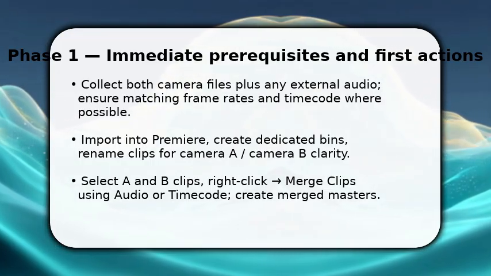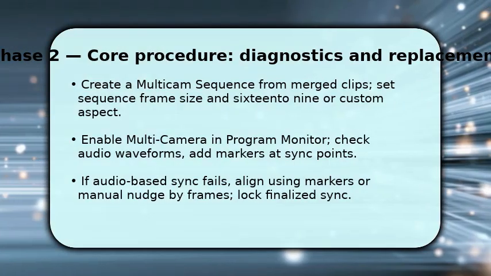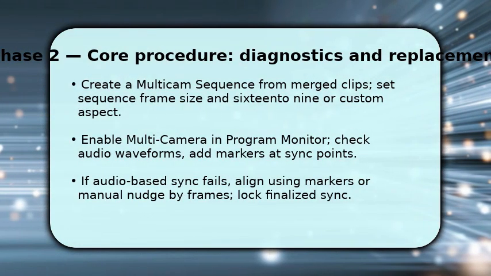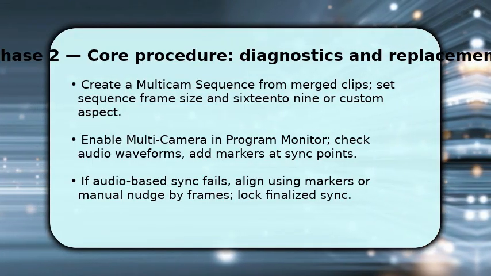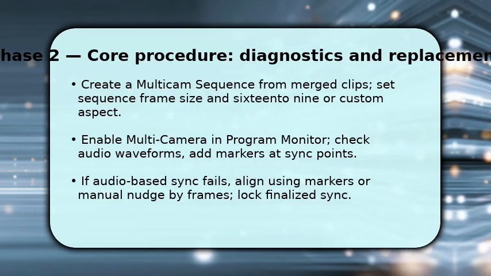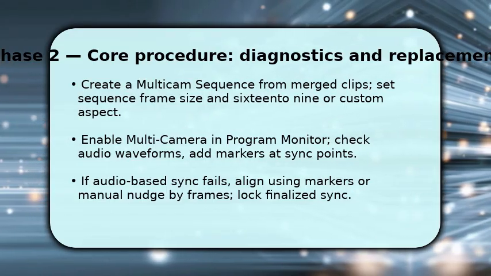Now you convert those merged masters into a working multicam sequence so you can switch angles in real time. Create a new sequence using the merged clips, set the correct frame size and frame rate, then enable multi-camera viewing in the program monitor. Play back and watch waveforms and camera angles.